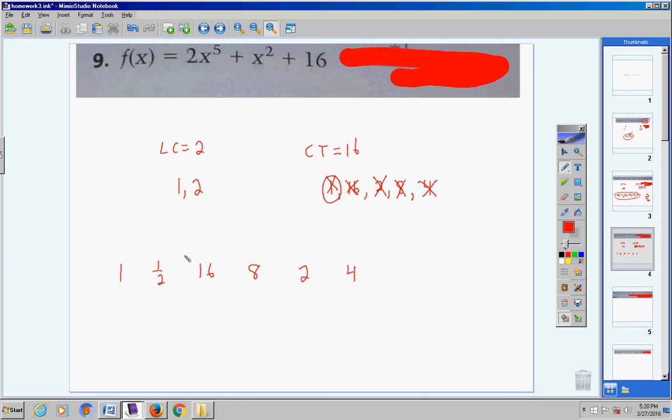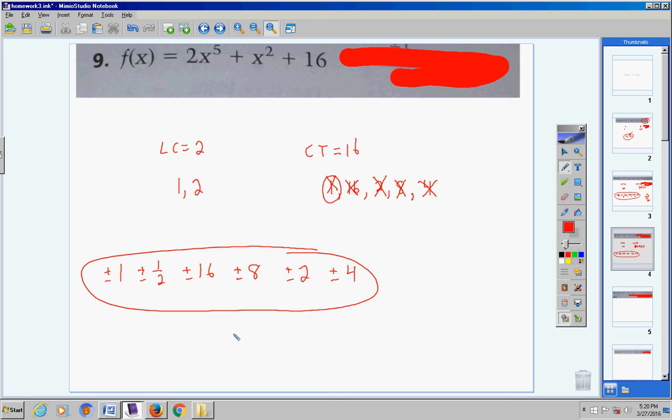Over 2 and got 1/2. I did that with all of these numbers. And then lastly, put your plus or minus in front of each number. And there we go. Any rational zeros that exist in this function will be in this list somewhere. If there are any rational zeros for this function, they will be in this list.